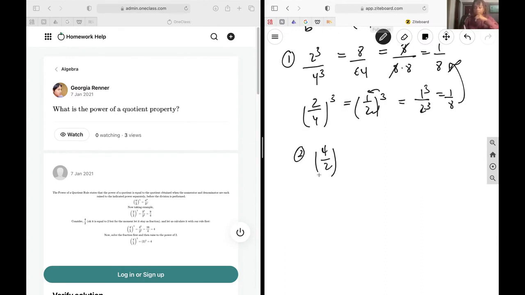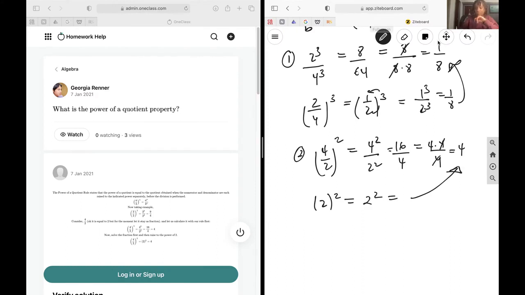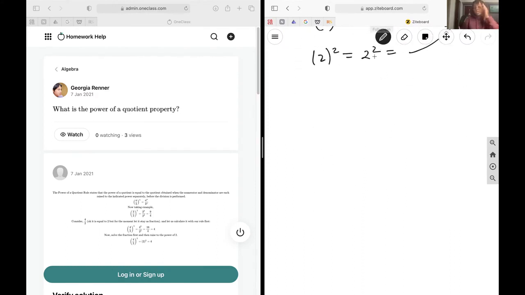Let's try 4 over 2, cubed. That's going to be squared. Now apply those. That becomes 4 squared over 2 squared, which is 16 over 4. That is 4 by 4 over 4, which is just going to give me 4. This is the same as if I had 4 over 2, which is the same as 2, squared, and that is indeed equal to the 4. So obviously you can tell that the equality does hold, and that this property is true.